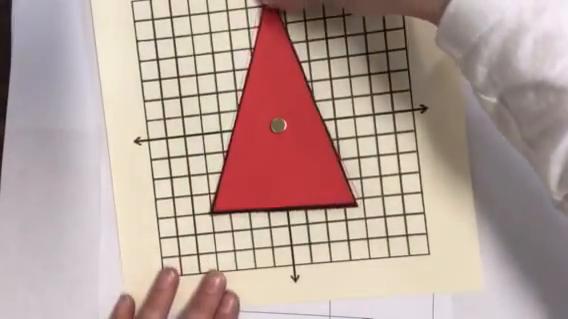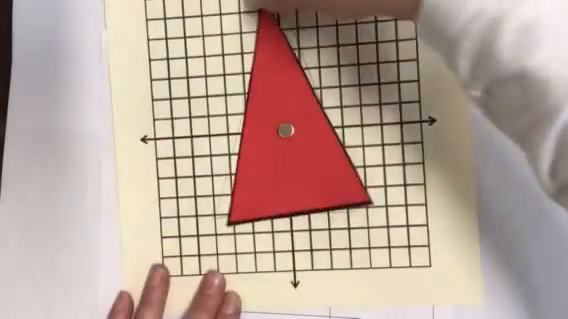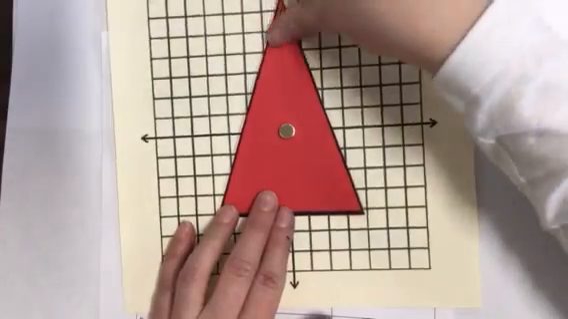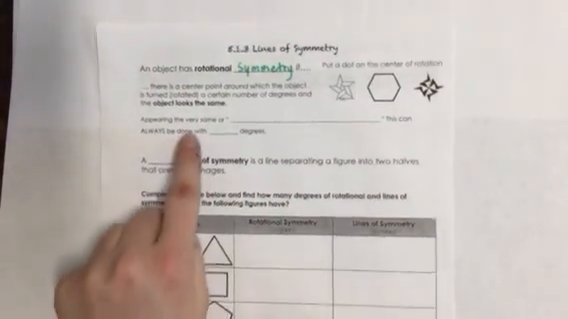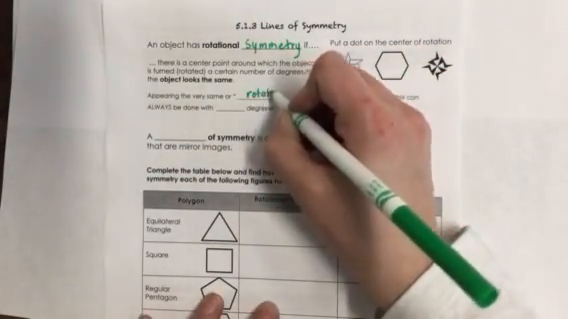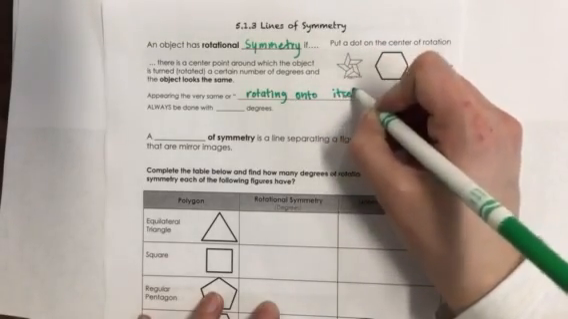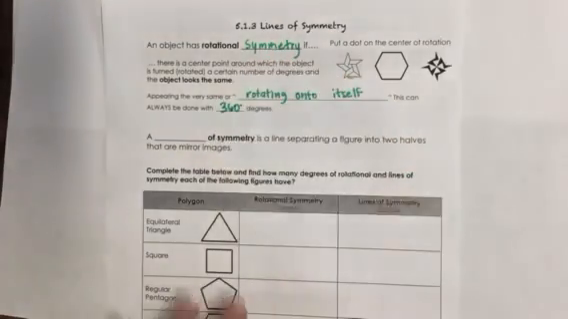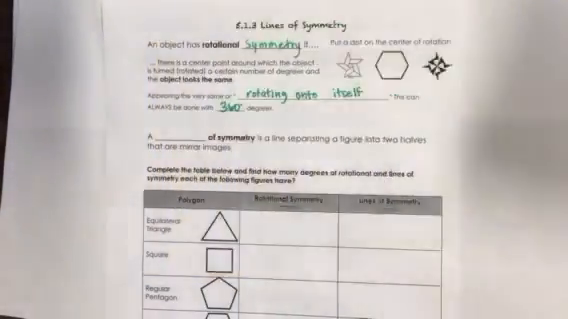If I go ahead and mark this as the top, it's not overlapping, it's not overlapping, it's not overlapping. It's not overlapping until we've turned it 360 degrees. So, appearing the very same or rotating onto itself. This can always be done with 360 degrees, like that last example. If the smallest number of degrees we can use is 360, it's considered to have no rotational symmetry.